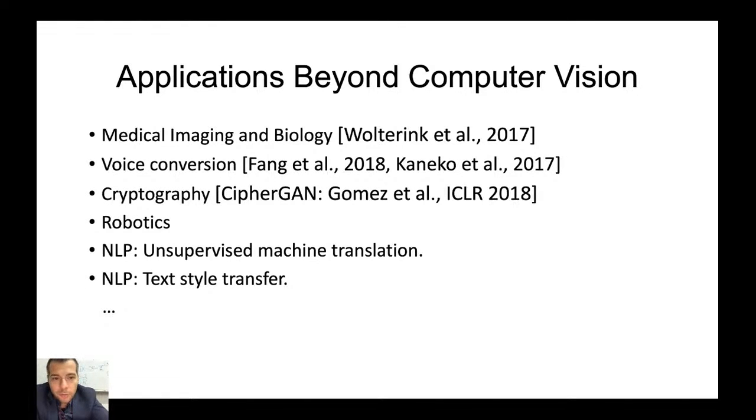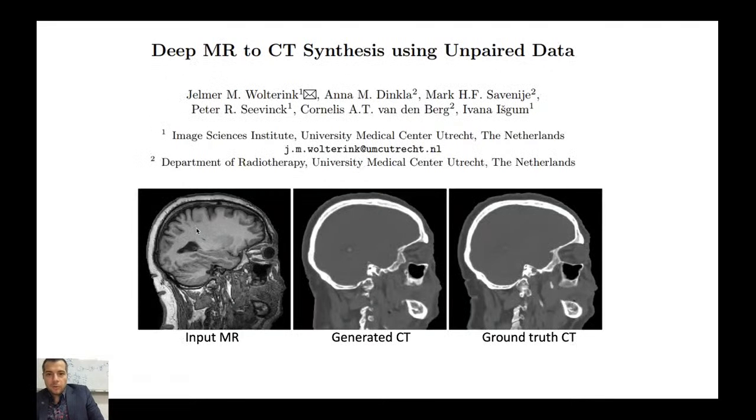And of course, there are also applications beyond computer vision. There are applications in medical imaging, voice conversion, in cryptography, and so on. For example, in medical imaging, it was used to generate CT scans from magnetic resonance images. These are two different devices that can give you these scans. One is based on X-rays and the other on magnetic resonance, and you can actually use CycleGAN to get the X-ray images from the MRI.